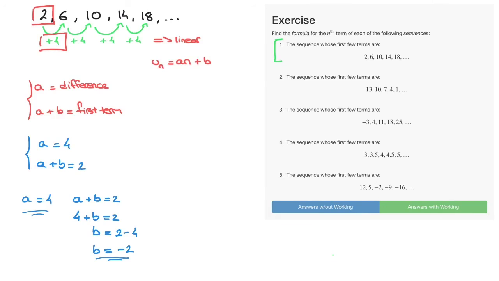Our final step is to go ahead and write this sequence's formula, and that would be u_n equals an plus b, which in this case is 4n minus 2. And there we have it. That's the formula for the nth term of this sequence.